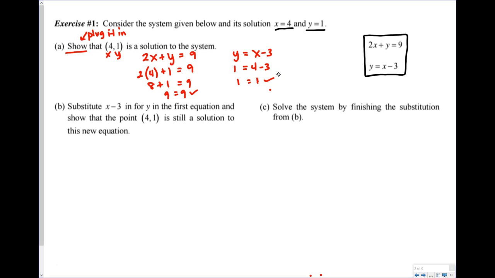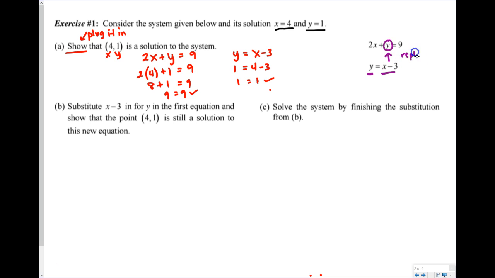Part B, substitute x minus 3 in for y in the first equation and show the point is still a solution. So here's where we start thinking about substitution. Take a look at the system here, and notice that y is equal to x minus 3. So I can replace this y up here with the expression x minus 3. This is the basic idea of substitution. You're replacing a single variable with an expression.